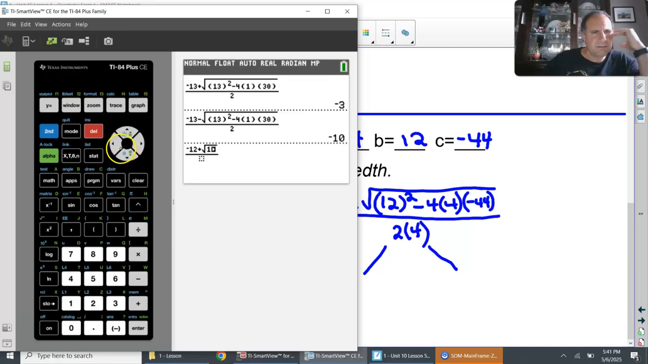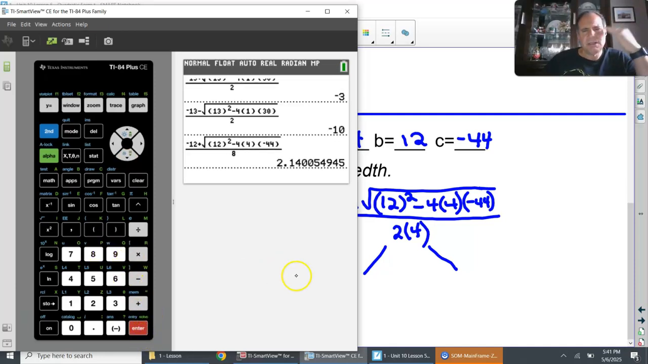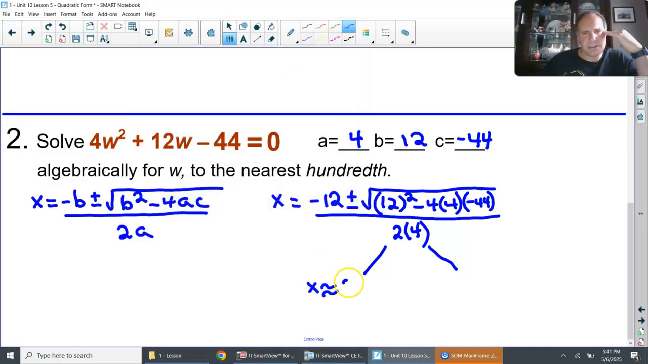I'm going to delete, delete, and then put the 12 in parentheses squared minus 4 times 4 times negative 44, all over 2 times 4, which is 8. That much you could do. So this is 2.14, and that's the way it's going to stay, 2.14. That's rounded to the nearest hundredth.